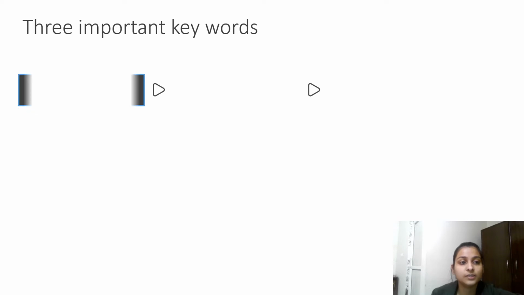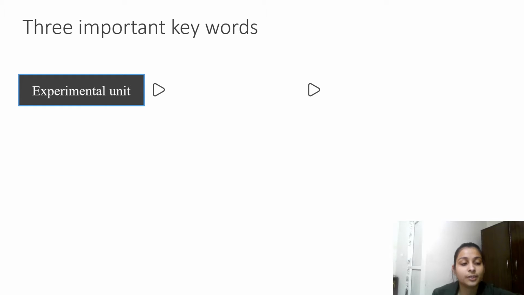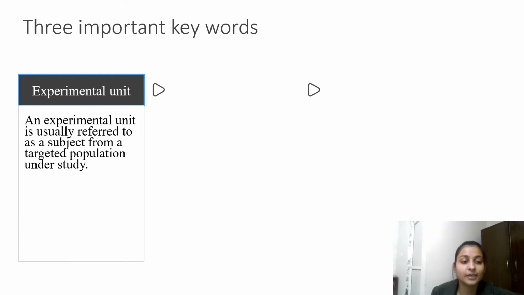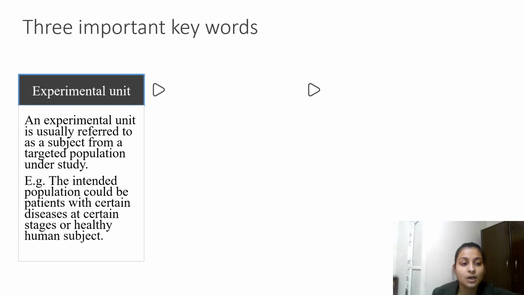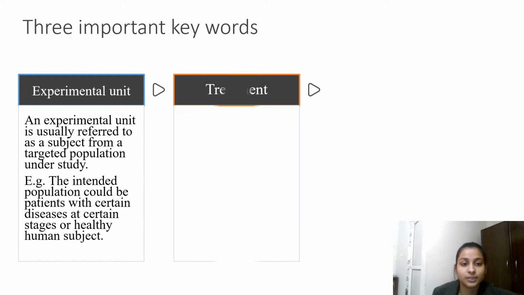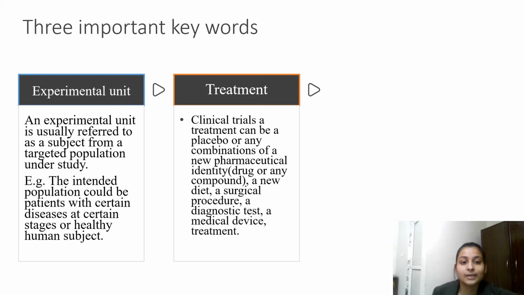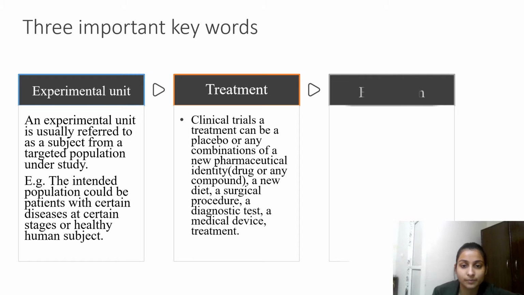Three important keywords. Experimental unit. Experimental unit basically refers to a targeted population for clinical studies. The intended population could be patients with certain diseases at certain stages or healthy human subjects. The second one is treatment. Clinical trial treatment can be a placebo or any combination of a new pharmaceutical entity, that is a drug or any compound, a new diet, a surgical procedure, a diagnostic test, and medical devices.